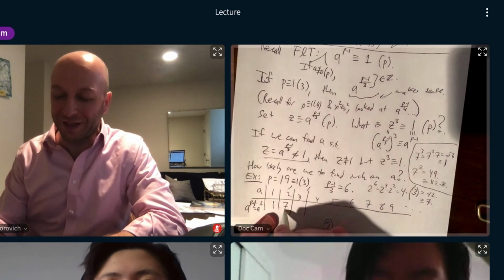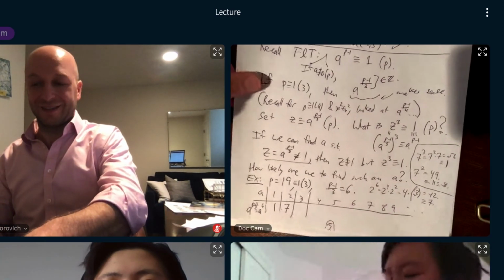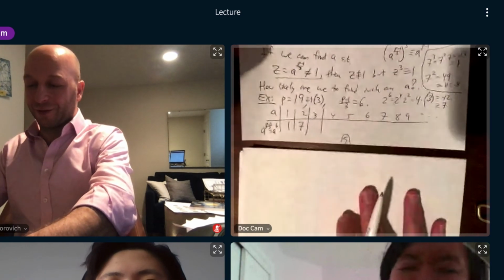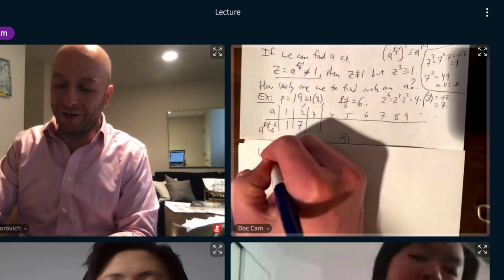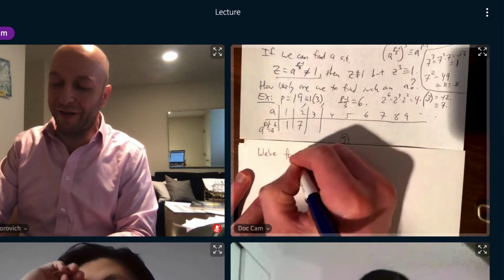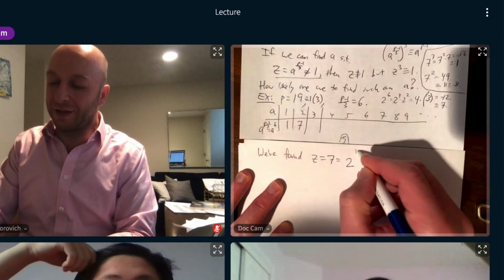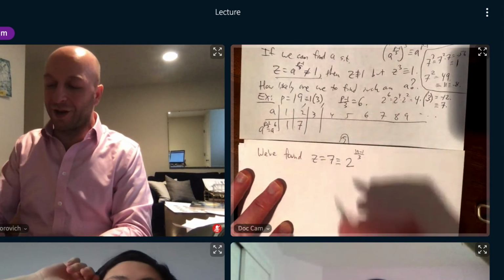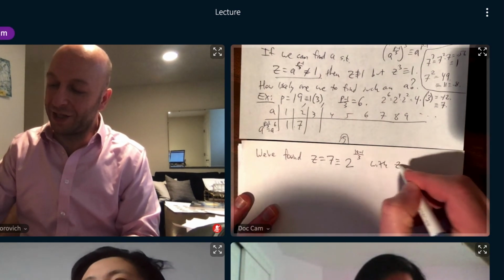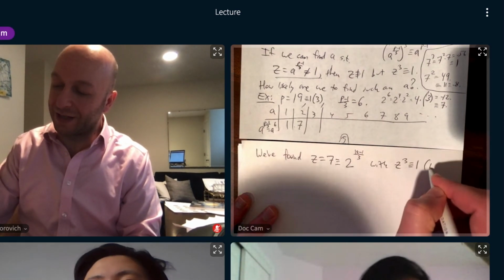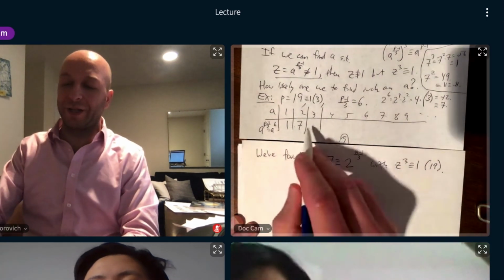So 7 cubed, this is a number whose cube is 1, but it itself is not 1. Does everybody see that? Let's write that down. Before, we were going to try a whole bunch of numbers, and we have succeeded in finding z equals 7, which is congruent to 2 to the (19 minus 1) over 3, with z cubed being 1 mod 19. Does everybody see that? Let's just keep going a little bit to see how unlikely that was.